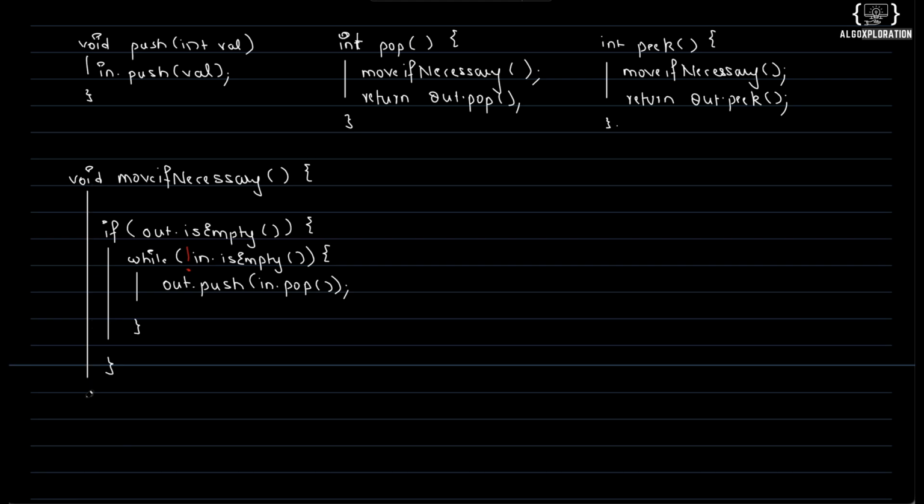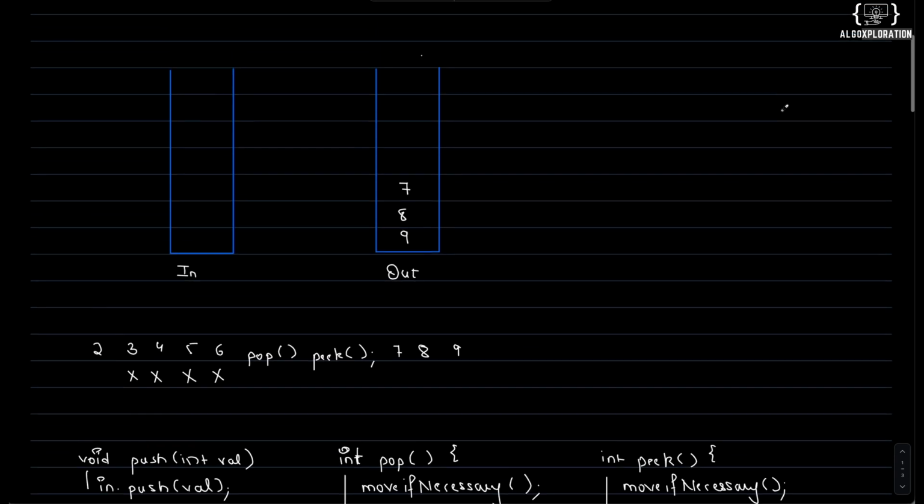Now the question arises, what if the out is not empty? If the out is not empty, we will not enter this case, and we can simply return out dot pop or out dot peek. Because this stack is not empty, why do we need to push the elements from here to here, right? We can simply return 7 because it is at the top of the stack, and 7 basically means that among these, 7 came first. So this has to be removed first, right?